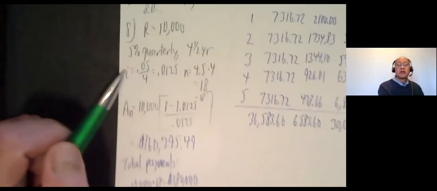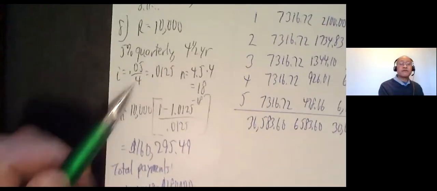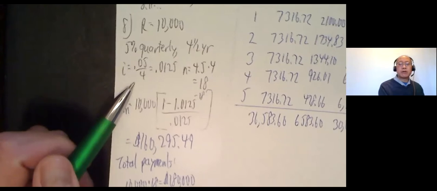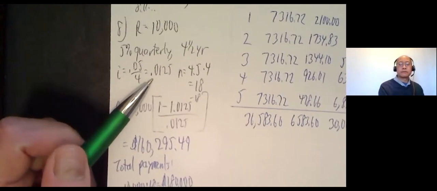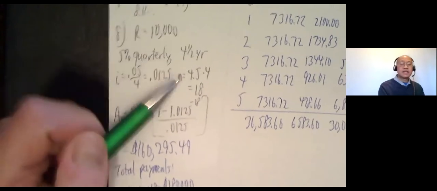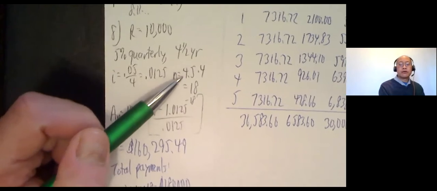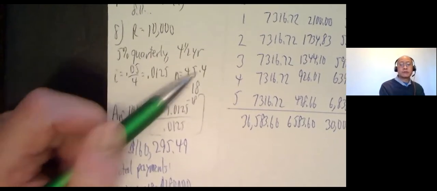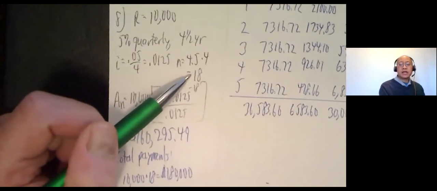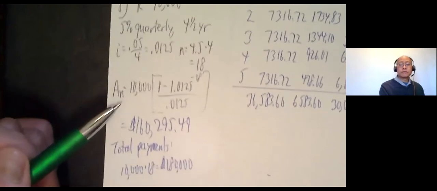So R is $10,000, at 5% quarterly. Compounded quarterly means I take the 5%, 0.05, and divide it by 4, and that gives me 0.0125. The n is 4.5 years times 4, because it says quarterly, right? So 4.5 times 4 is 18. So n is 18, i is 0.0125, and I throw it into the formula.